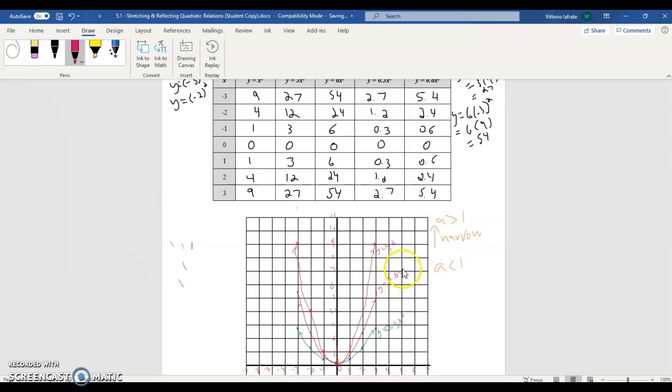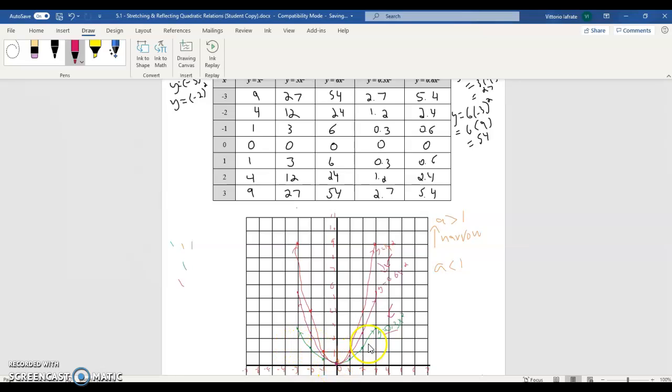So what you'll notice is that the smaller this a value becomes, the more compressed our parabola becomes. So we had y is equal to x squared, then we had 0.6x squared, so notice the parabola is wider now, more compressed at the vertex. And then we had 0.3x squared, so an even smaller a value here, and it's even more compressed at the vertex and even wider. And really that's because it's rising more slowly, right?